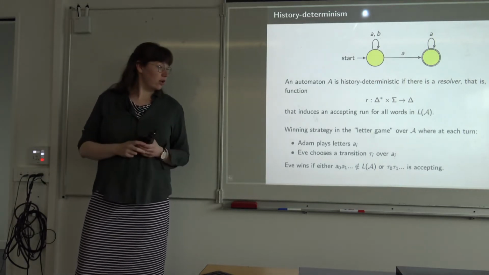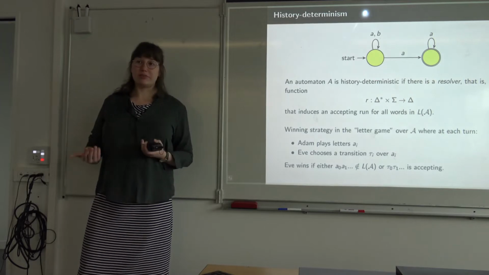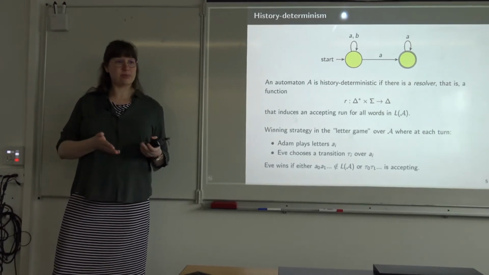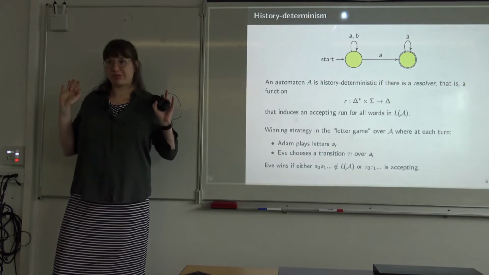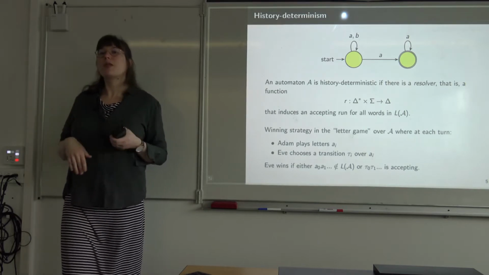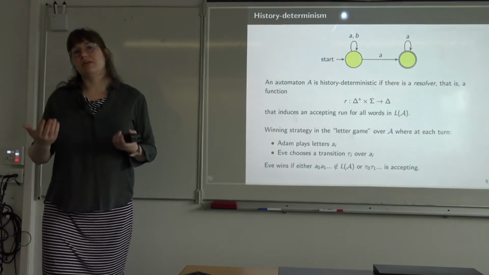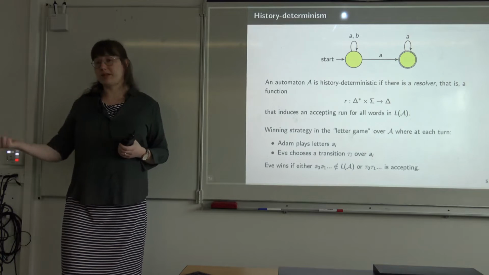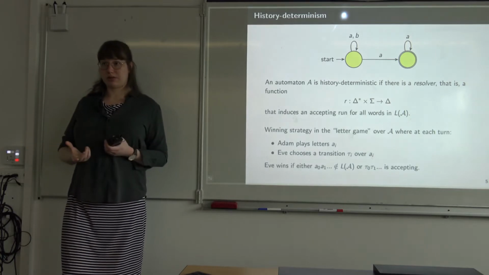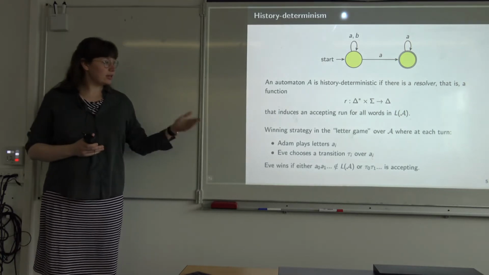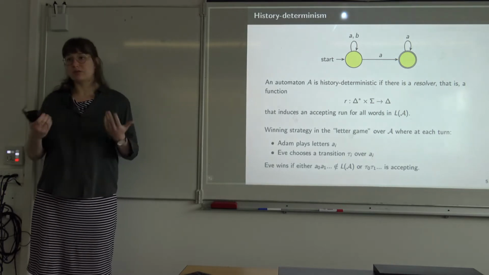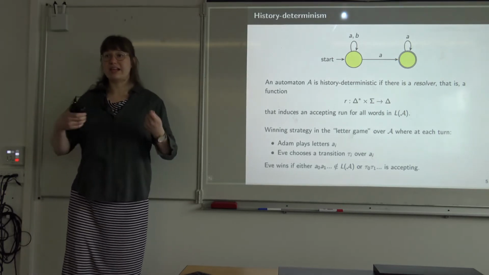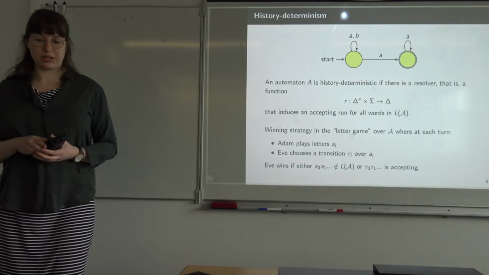So the winning condition of this game is that Eve wins if either Adam fails to fulfill his promise and plays a word not in the language, in which case Eve wins, or if Adam does build a word in the language, then Eve should have built an accepting run over that word. And here, a winning strategy for Eve in this game is exactly equivalent to a resolver, this function that tells you how to build the accepting run.